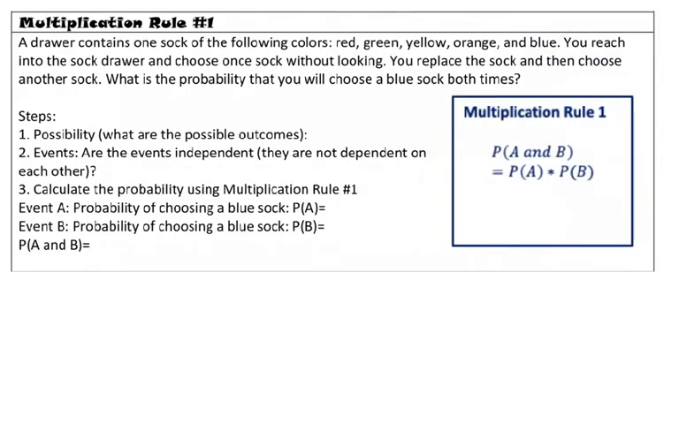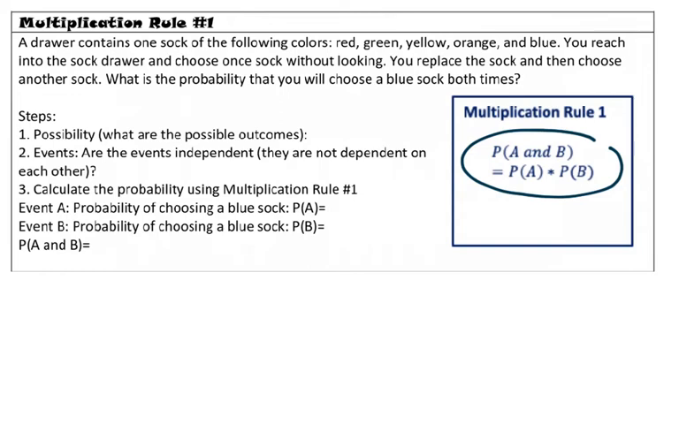Alright, so here's an important one, the multiplication rule. And probably the one you're most familiar with. So it's already here in the box. So the probability that A and B happen is the probability of A times the probability of B. So let's look at this example. A drawer contains one sock of the following colors: red, green, yellow, orange, and blue. You reach into the sock drawer and choose one sock without looking. You replace the sock and then choose another sock. What is the probability that you will choose a blue sock both times?